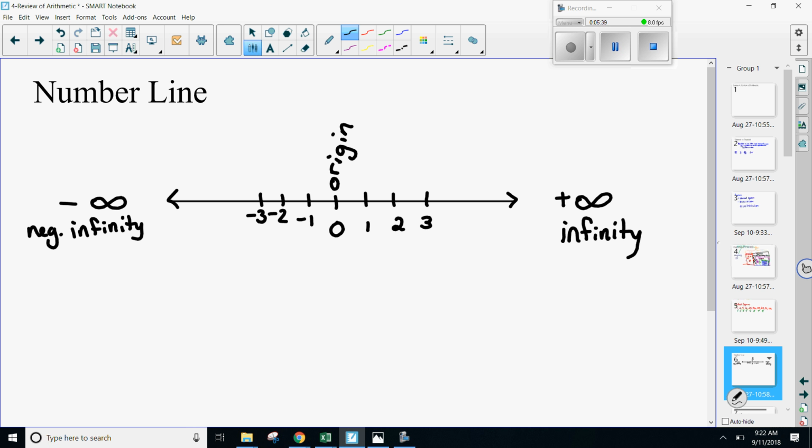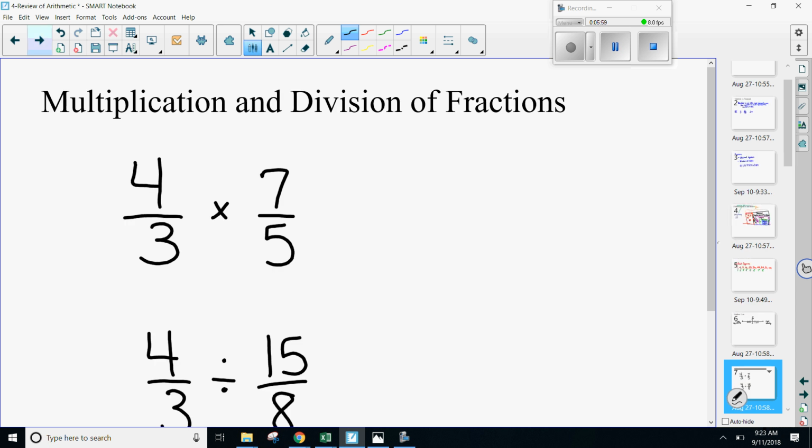Is 0 positive or negative? Neither. And when I talk about numbers to the right of 0, even though I don't have 1/2 marked, is that still a positive real number? Yes. So it's not just the numbers that you see that are marked. The next thing we have then, you've already worked with addition and subtraction of fractions. What do you know is true when you add or subtract fractions?